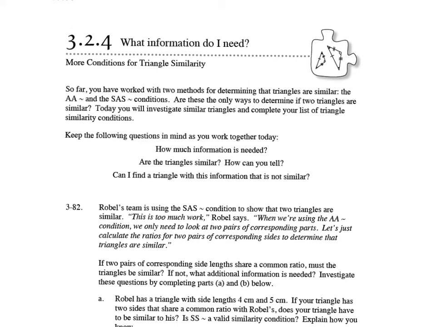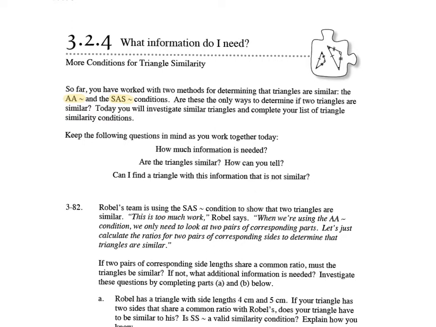All right, welcome geometers. In this video, we are going to take a look at more conditions for triangle similarity. We currently have two methods for determining if triangles are similar: angle-angle similarity and side-angle-side similarity conditions. But we're going to investigate today if these are the only ways to determine if triangles are similar, or are there other methods.